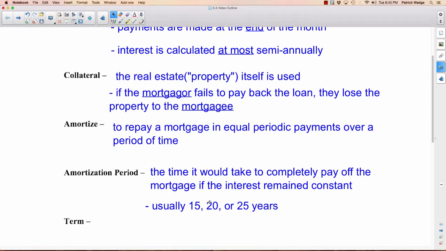So when you take out a mortgage, you work with the bank or wherever, and you come up with an amortization period, and you're saying, okay, I'm going to have this house paid off in 20 years or in 25 years or whatever. So you make this agreement.